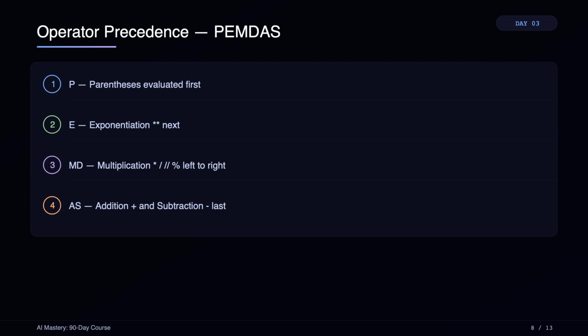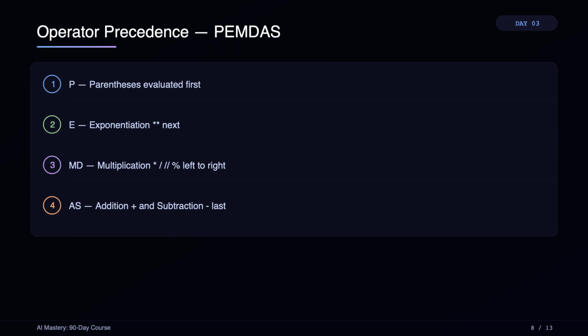But if you add parentheses to group things differently, like open paren 2 plus 3 close paren times open paren 4 to the power of 2 minus 1 close paren, now you get 5 times 15, which is 75. That is a completely different answer. This is why I always recommend, when in doubt, use parentheses. They cost you nothing, make your code unambiguous, and prevent subtle bugs that are very hard to find.